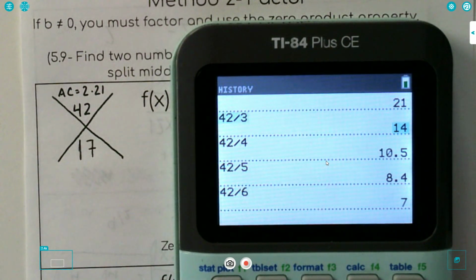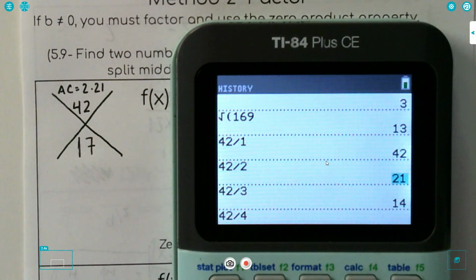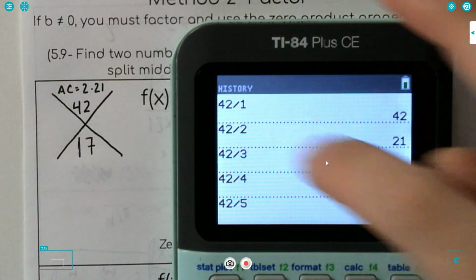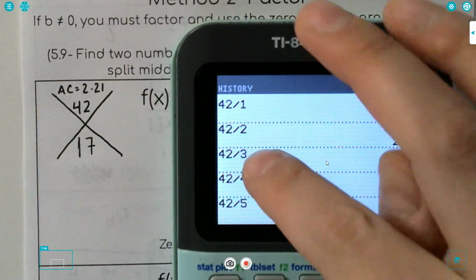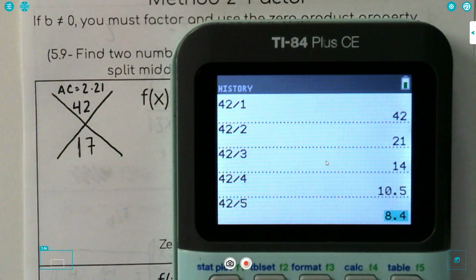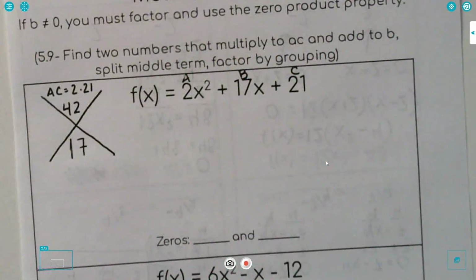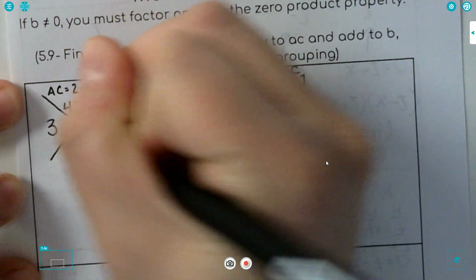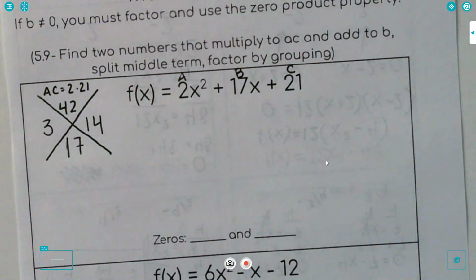So of all my options, I'm looking for the ones that add together to be 17. So 1 and 42, no. 2 and 21, no. 3 and 14, those add together to be 17, okay? So 3 and 14 are going to be the numbers that I use to split. That's what you guys were just doing at the boards around the room. That's why we did that for so long, for like the fourth time.